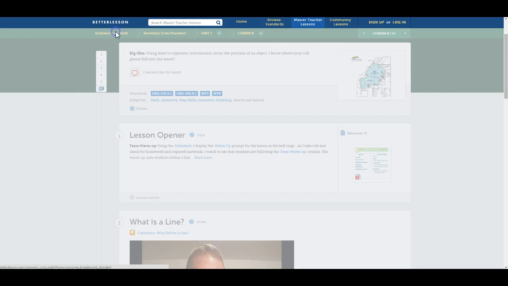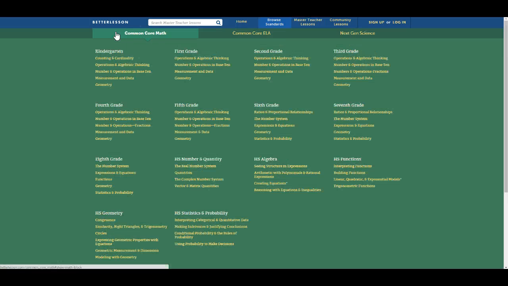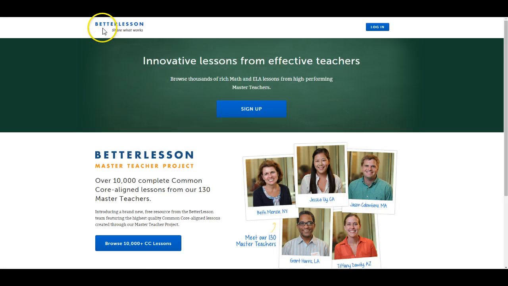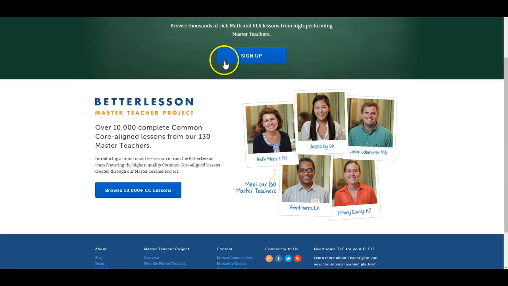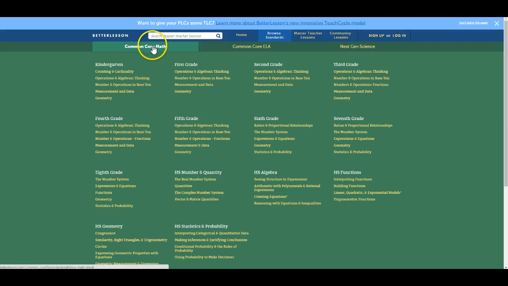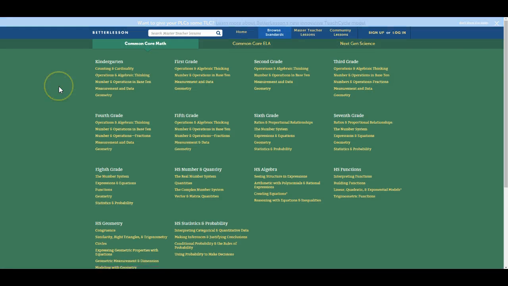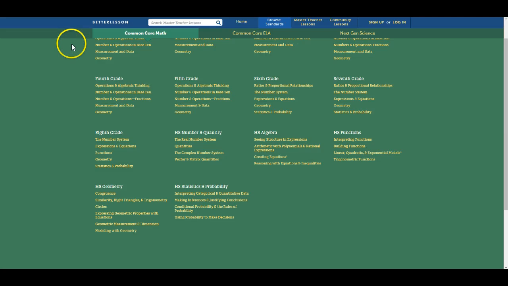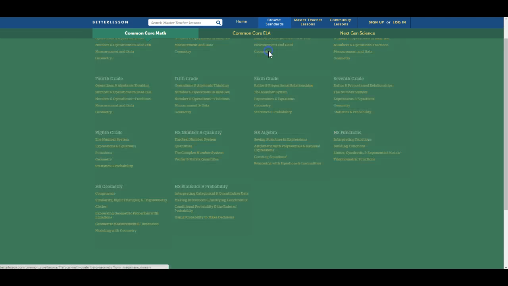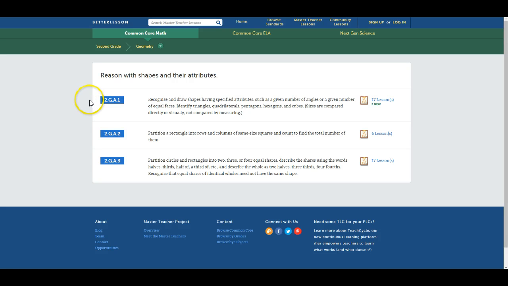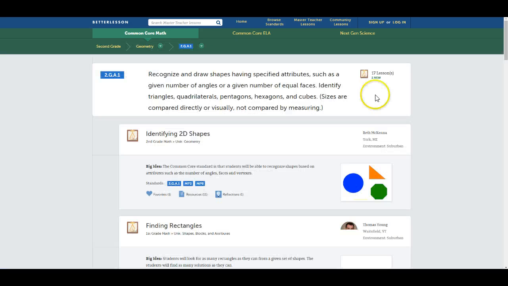So that's a general overview of how you get there. So the first thing is we go to betterlesson.com, sign up or browse, and then go on the top here if you're looking for Common Core Math or ELA or General Science. You can also, as I said earlier, look at it under the Master Teacher, but we looked at it at Browse Standards. And you can browse through grade level, and then you can see the different standards. And within those standards, you will see the amount of lessons.